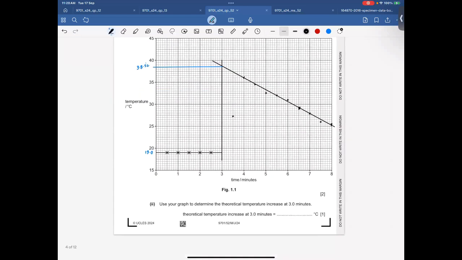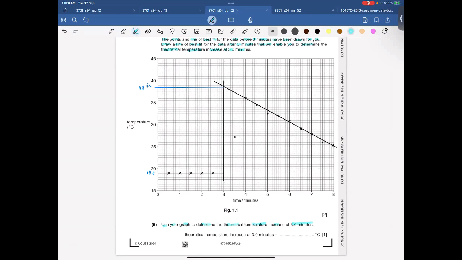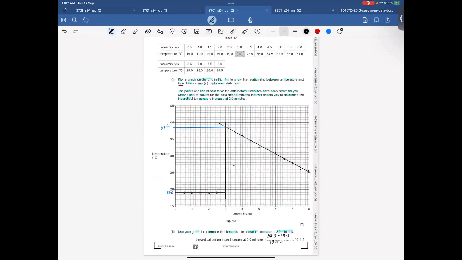Now the next part is use your graph to determine the theoretical temperature increase at 3 minutes. So at 3 minutes, we have 38.5 minus 19.0, which is going to be 19.5. So 19.5 degrees Celsius is my answer. Let's move on to the next part.